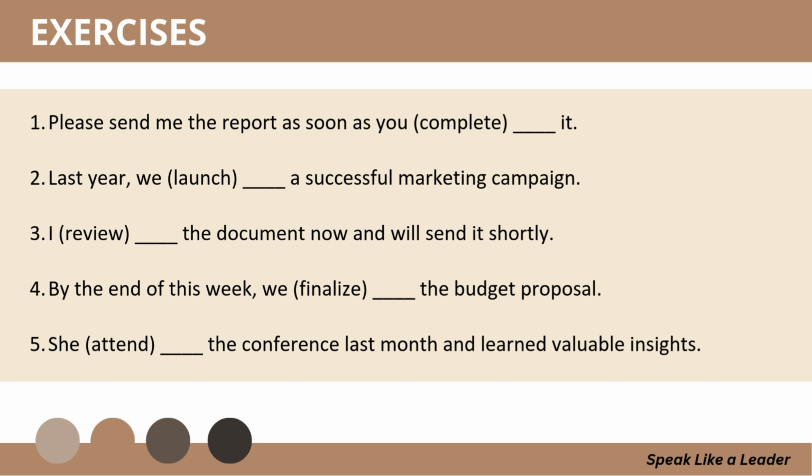Number 4. By the end of this week, the budget proposal. We need the future perfect here for an action that will be completed by a certain time. So either we will finalize or we will have finalized the budget proposal. Number 5. She something the conference last month and learned valuable insights. So the conference happened last month. You have a completed action. So you need the past simple. She attended the conference last month and learned valuable insights.